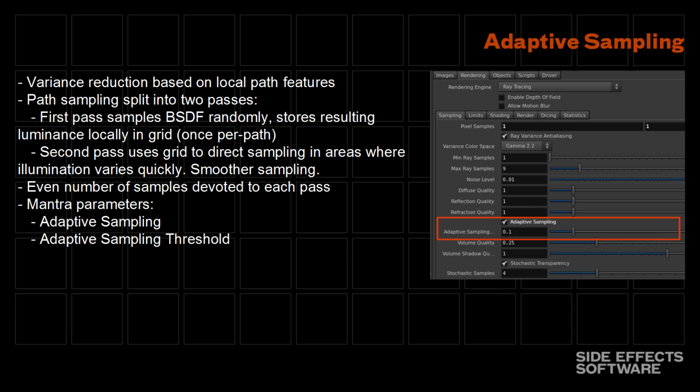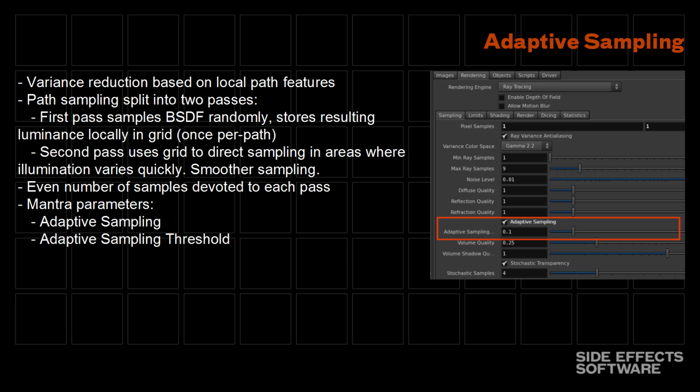The second pass then uses that grid to direct the sampling in the areas where the illumination is varying quickly and where we have a high degree of variance being introduced. Okay, and so the overall effect is to smooth the sampling quality, and it reduces the amount of noise in the images, and as a result, it also means that you converge more quickly to the results. So there's an even number of samples devoted to each path, so we basically split the min and max samples in half. We say half go towards the initial probe sampling, and half go towards the second guided sampling.